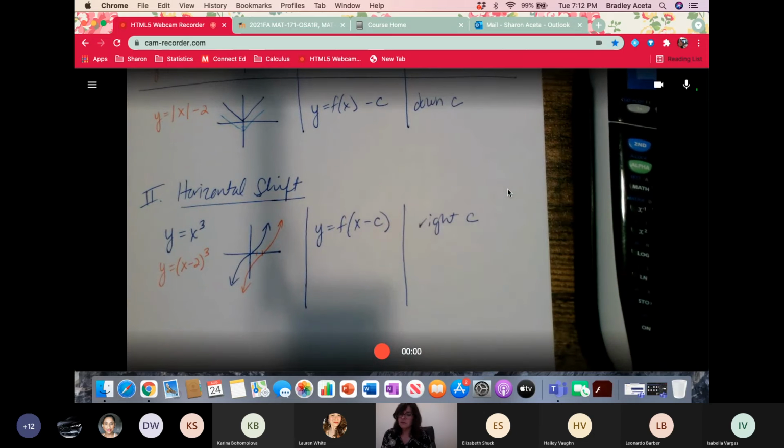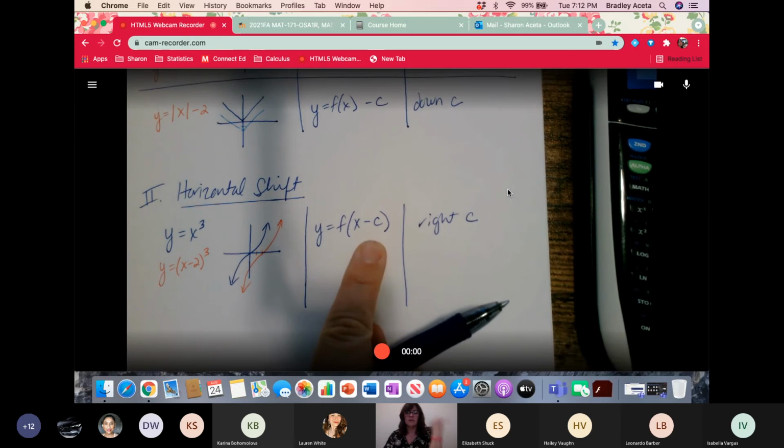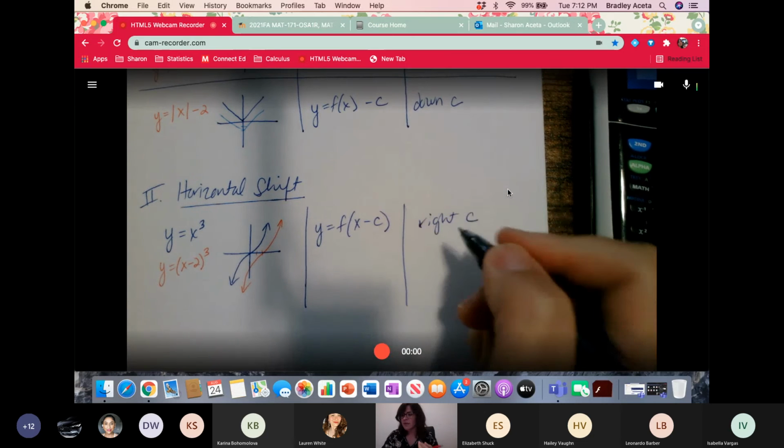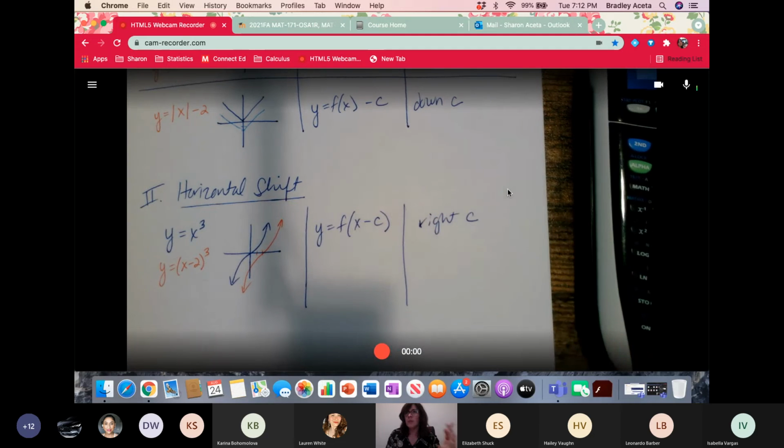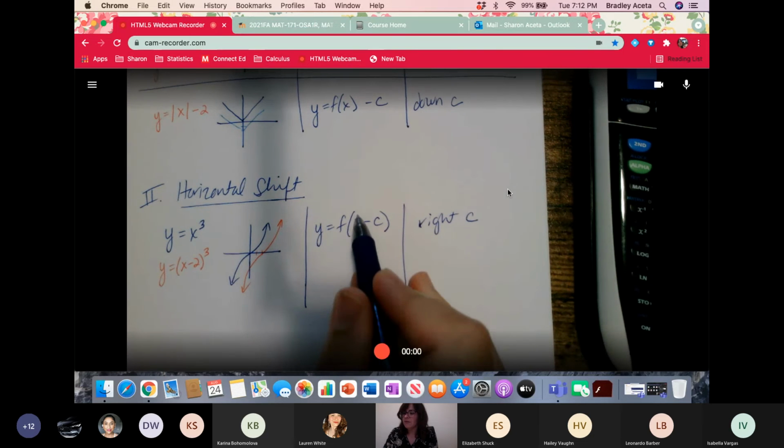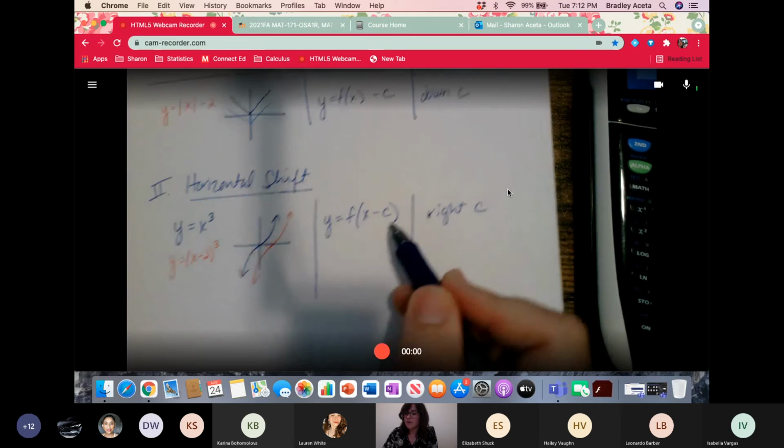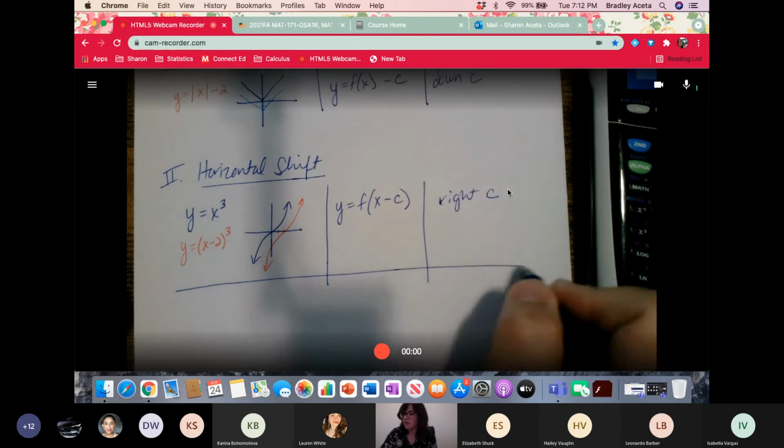Now this seems backwards to me because when I see a minus, I always want to think left. So sometimes I tell my students, when you're with your parent, you always want to do the opposite. So think opposite here. You go to the right c. You always want to do the opposite of what they say. So f of x minus c, if you're subtracting inside the parent, you go to the right.